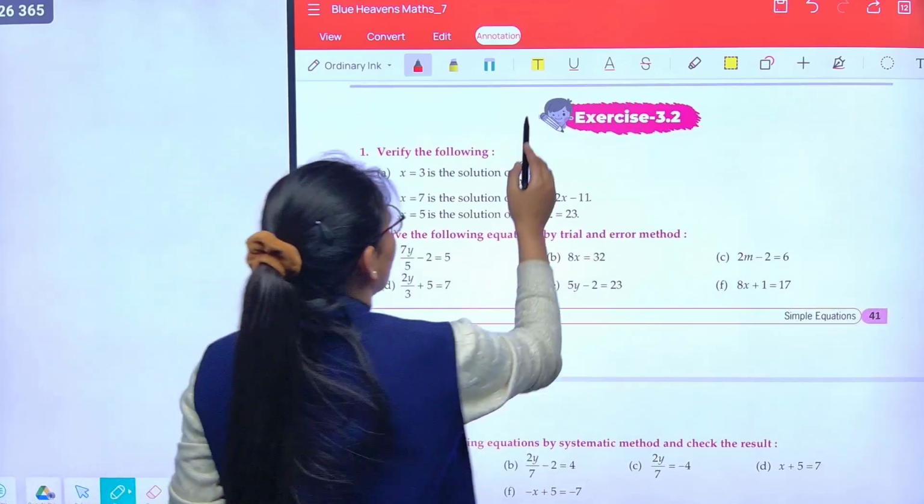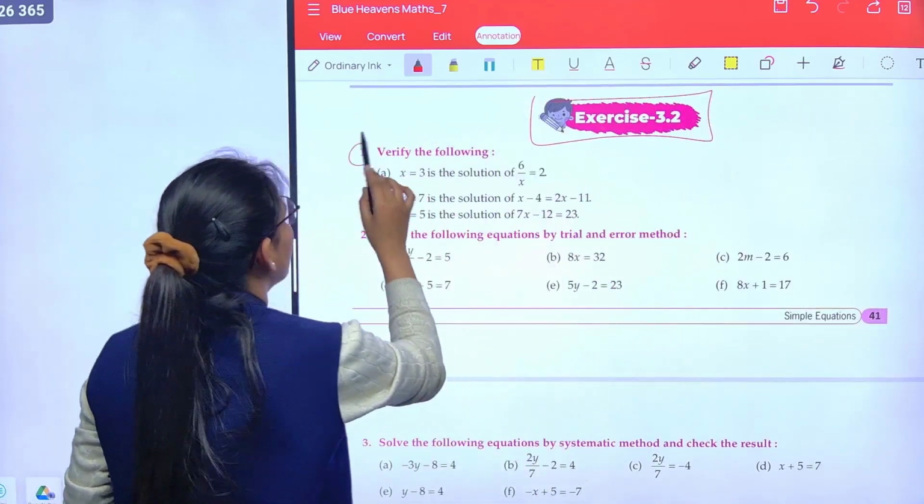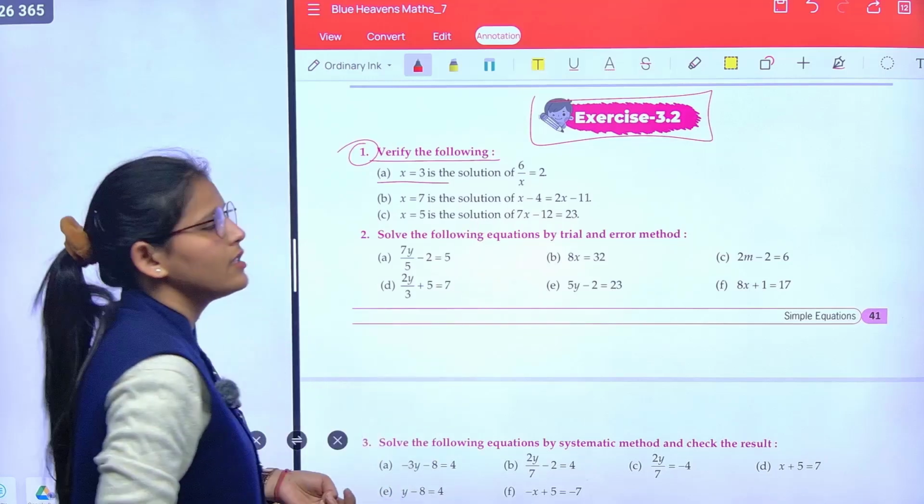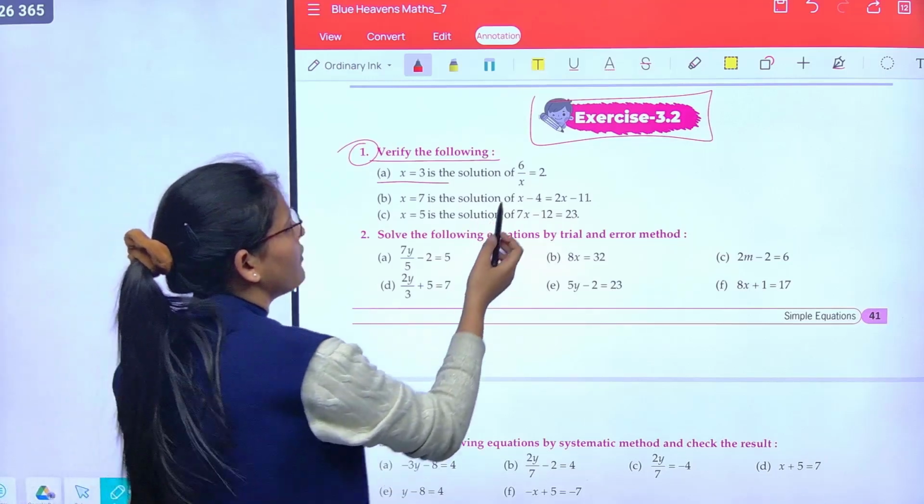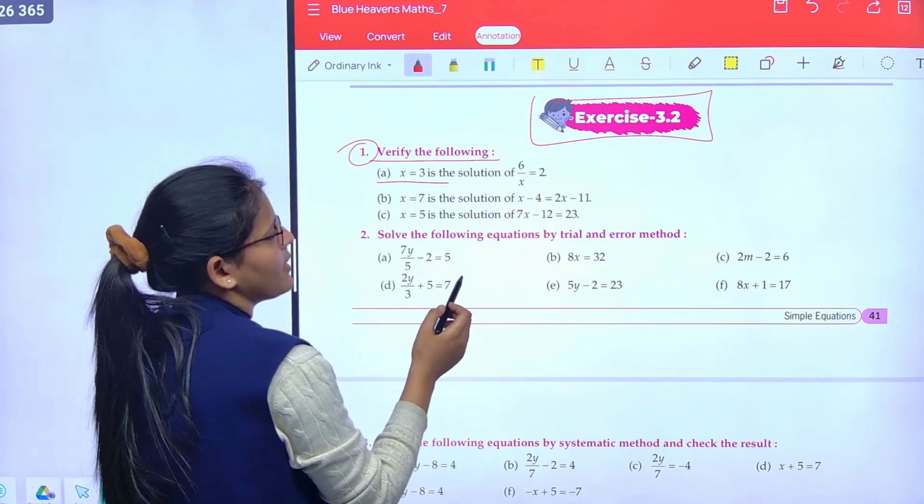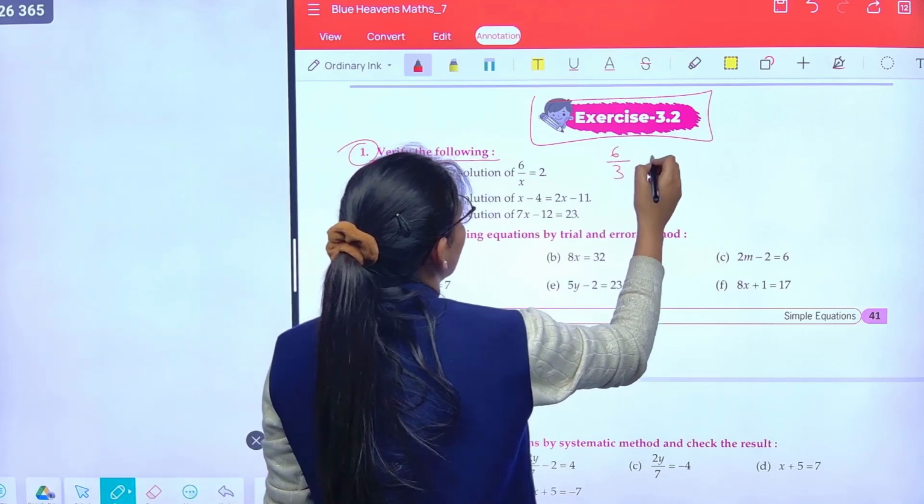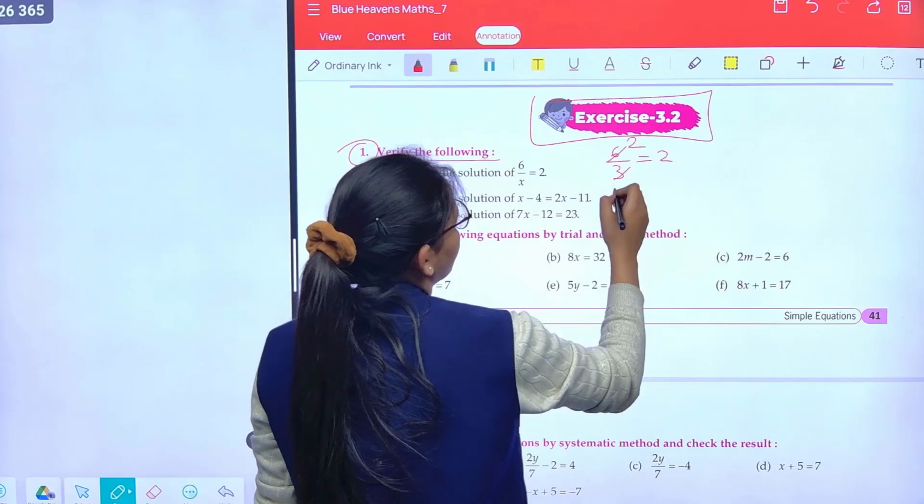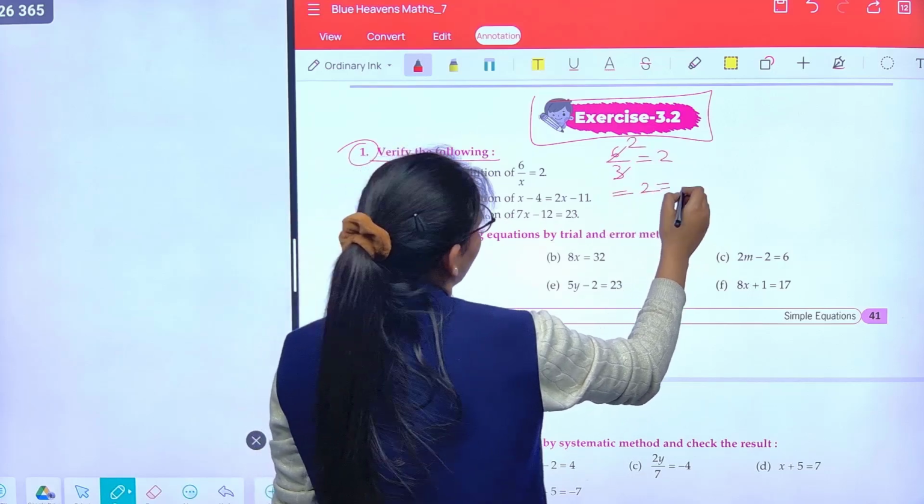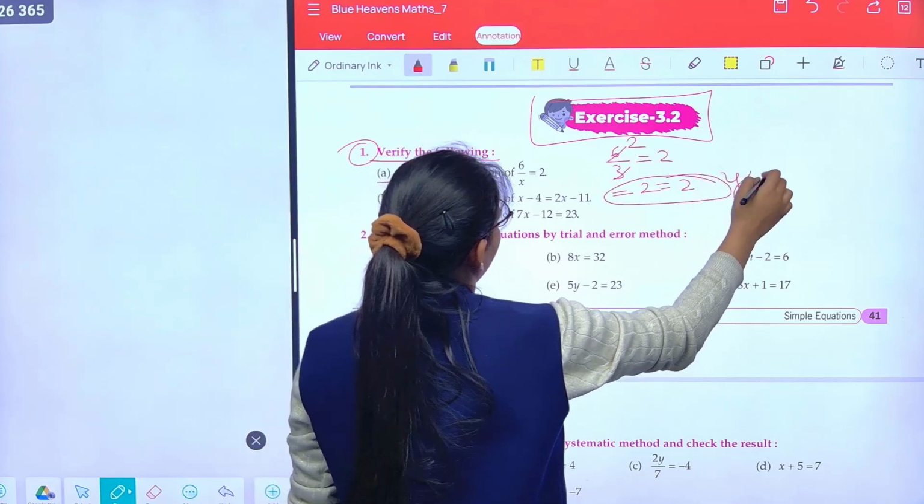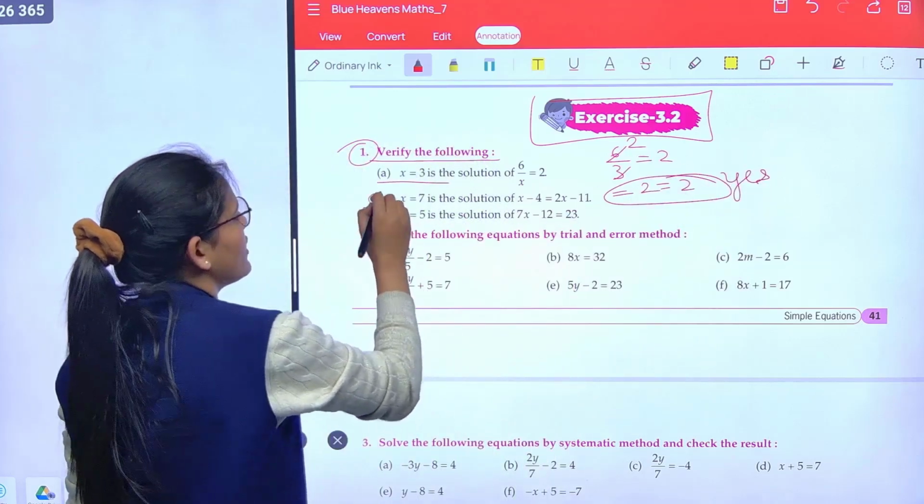Come on, exercise 3.2, question number 1, verify the following. x is equal to 3 is the solution of 6 upon x is equal to 2. क्लास 6 अपॉन x की जगह रखूंगी 3 इज इक्वल टू 2. नाउ 3 2 are 6, 2 is equal to 2, yes, verified. Now rest of the questions do yourself.